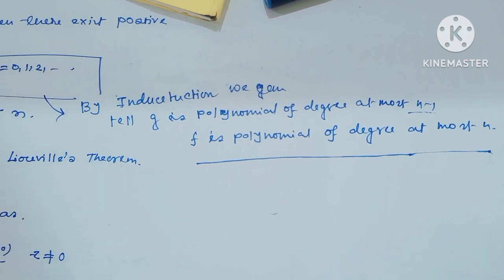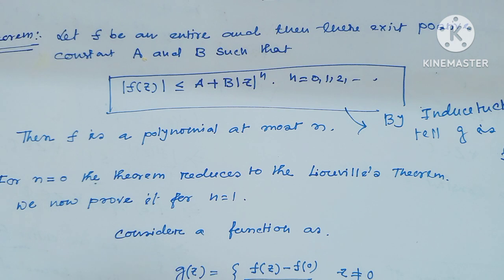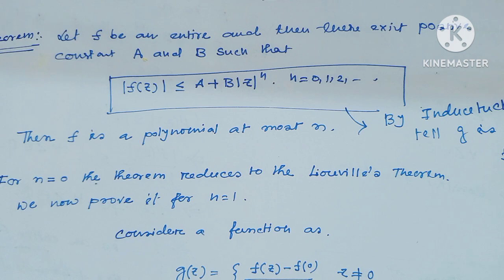Okay. Well, therefore, when F is entire, then there exist positive constants a and b such that modulus of Fz is less than or equal to a plus b modulus of z to the power n. Then that implies F is a polynomial of degree at most n. I hope all my viewers have understood this is actually the generalized version of Liouville's theorem. Okay? Well, I will stop here. In my next video, I will see some more exercises about the general version of Liouville's theorem.